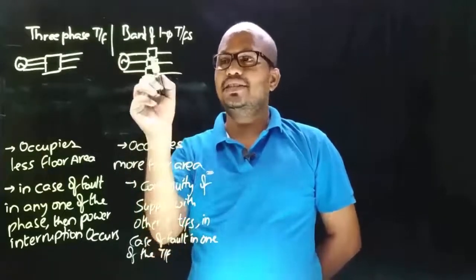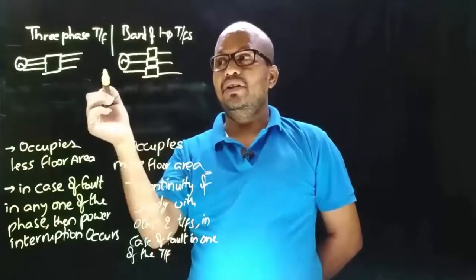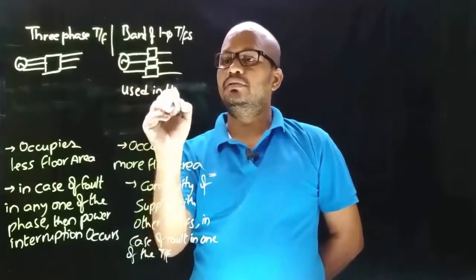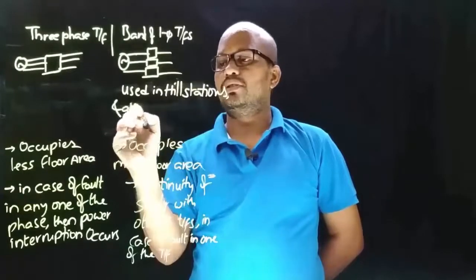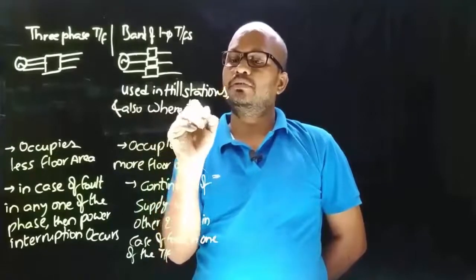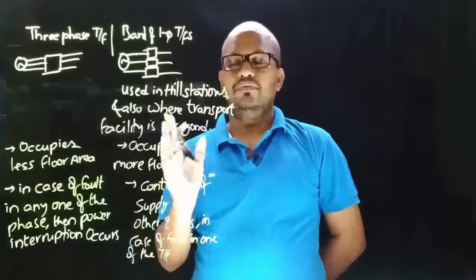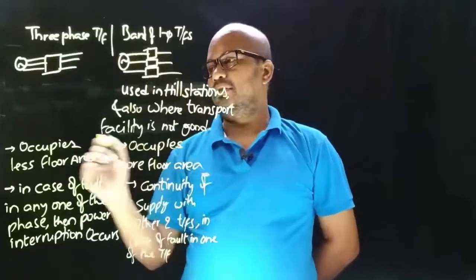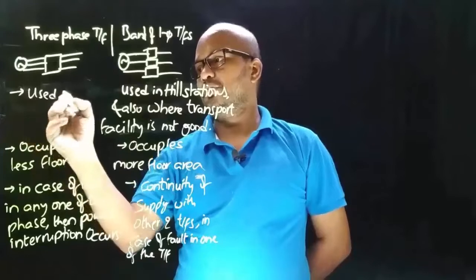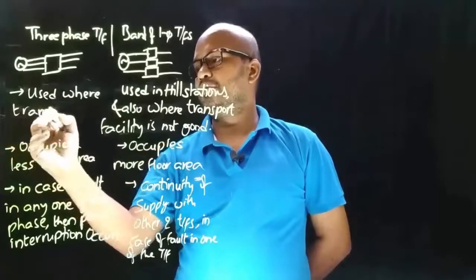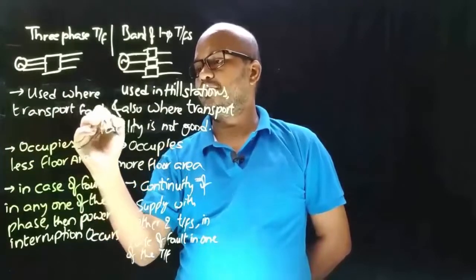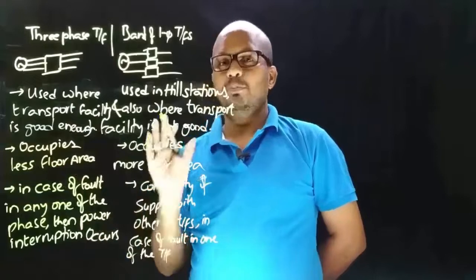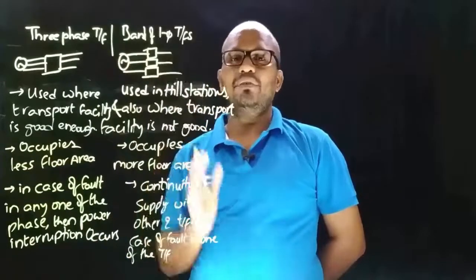In case of hill stations, it is easier to carry single-phase transformers when compared with carrying a bigger unit of a three-phase transformer. So a bank of single-phase transformers is used in hill stations and also where the transport facility is not good. When the transport facility is not good, in that case a bank of single-phase transformers is preferred, and the three-phase transformer is used where the transport facility is good enough. These are the important differences between a three-phase transformer and a bank of single-phase transformers.